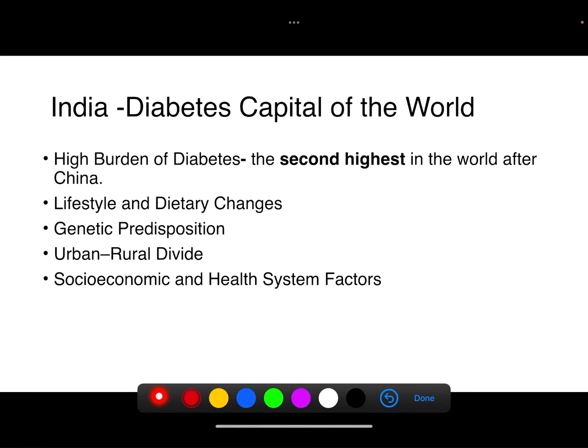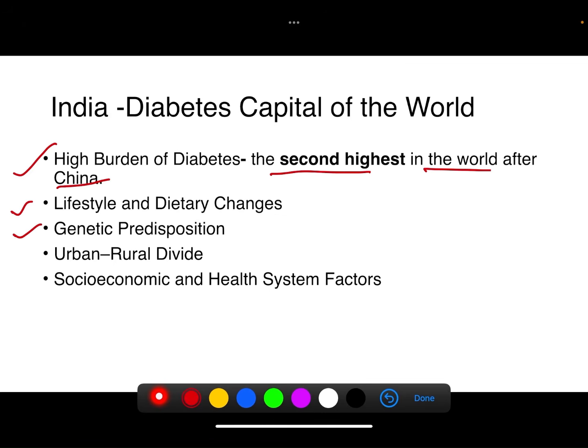India is often called the diabetes capital of the world. Causes include the high burden of disease. As per the ICMR study, over 101 million Indians are living with diabetes. That is the second highest in the world after China. The main reason is lifestyle and dietary changes. There is a lot of high calorie processed food and intake of sugary beverages that has led to obesity and insulin resistance.